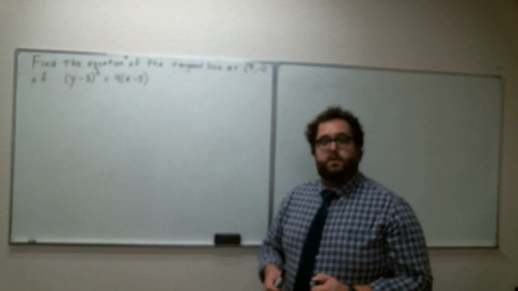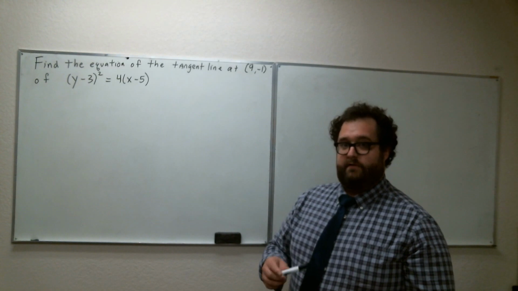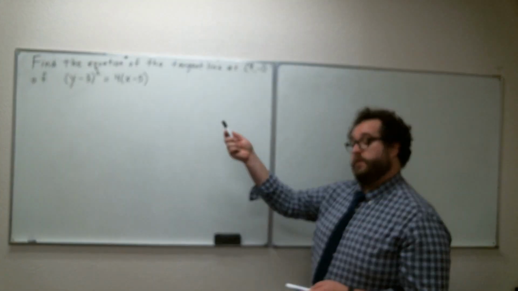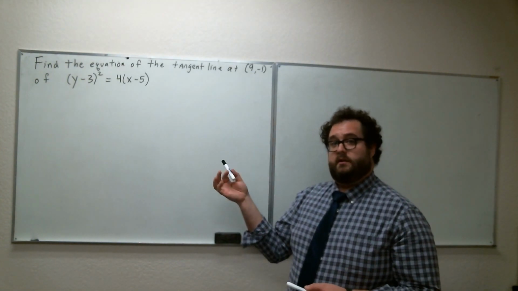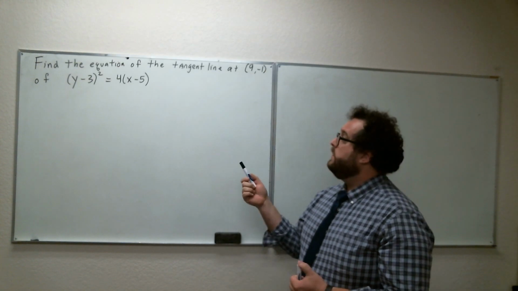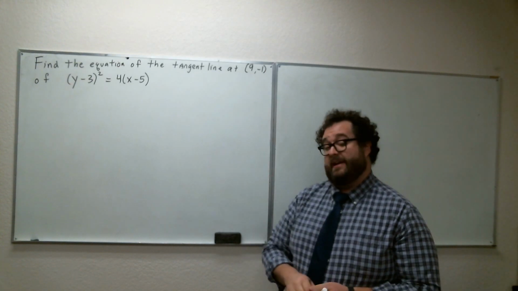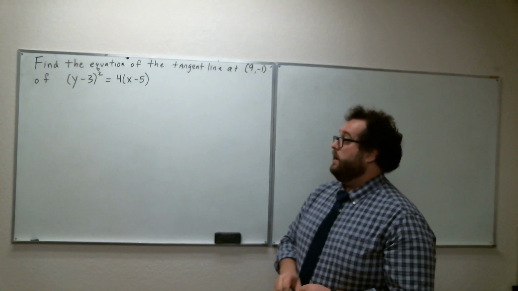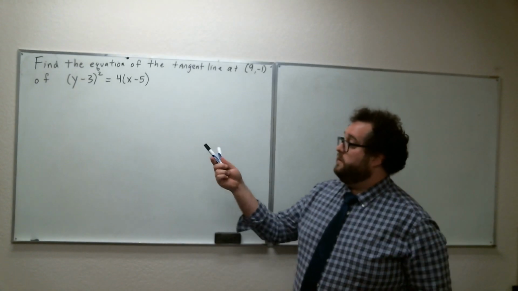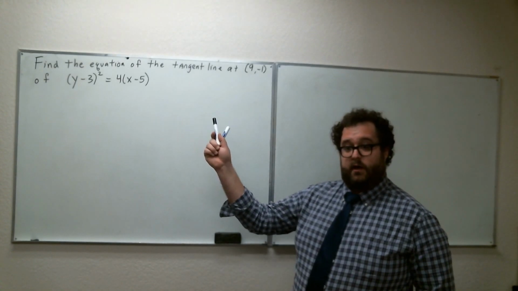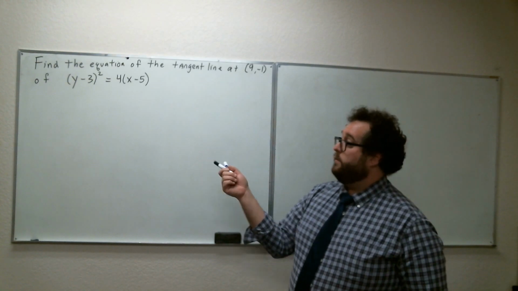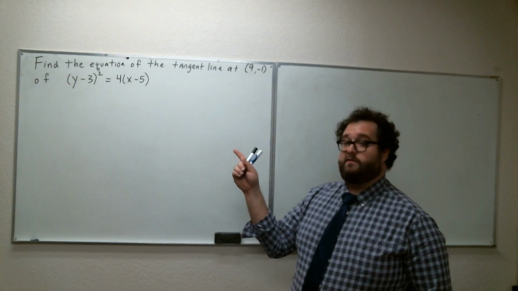Alright guys, so we want to talk about finding the equation of a tangent line. Specifically here we have an implicitly defined equation, and we have the point 9 comma negative 1. Now, conceivably we could write this in explicit form. That is, we could solve that for y.